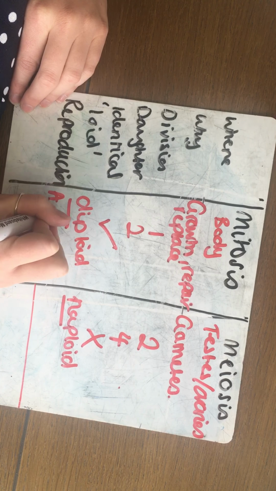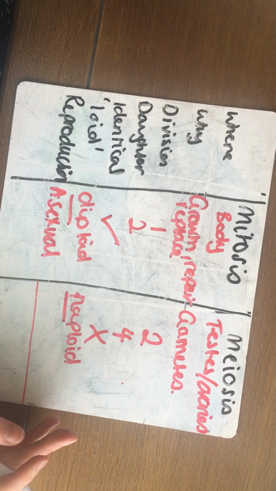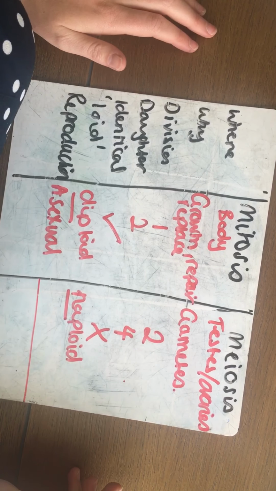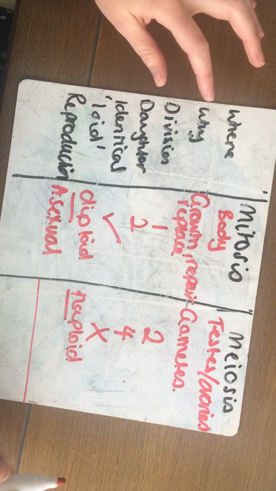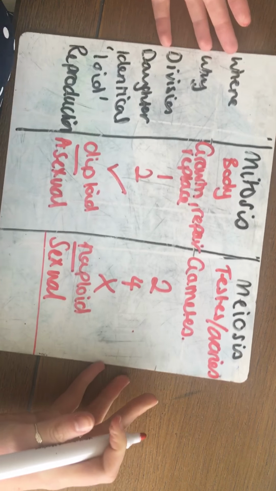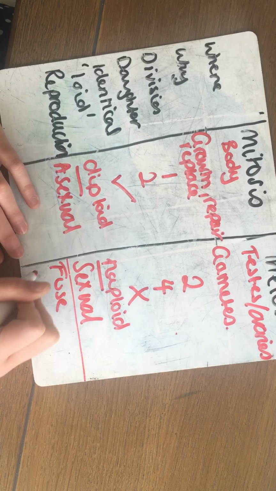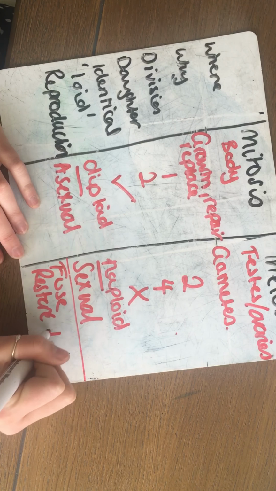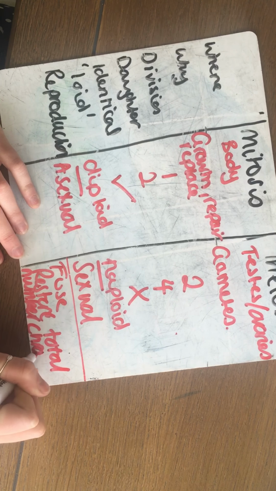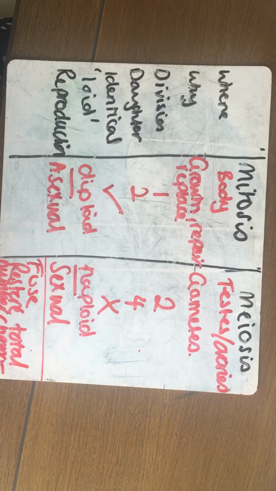The last thing that I've put on here is reproduction. Mitosis is involved in asexual reproduction, which bacteria do, so they can make identical offspring. Potatoes and strawberries also do this. And meiosis is involved in sexual reproduction because they make sperm and eggs. Those sperm and eggs have to fuse, and that will restore the total number of chromosomes needed. Okay, and that is mitosis and meiosis summarised.